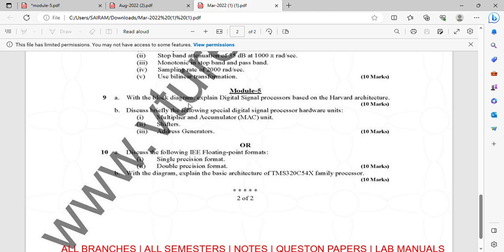Why connected? In the block diagram of the digital signal processor based on Harvard architecture, you have the multiplier and accumulator MAC unit, the shifter, and also the address generator. In the 9A answer script you just write the definitions, but here you write it in detail. With respect to the 9B question, discuss briefly the following special digital signal processor hardware units, you are supposed to write in detail. In the 9A question you just write the definition, and no working, just some blocks you are supposed to explain.